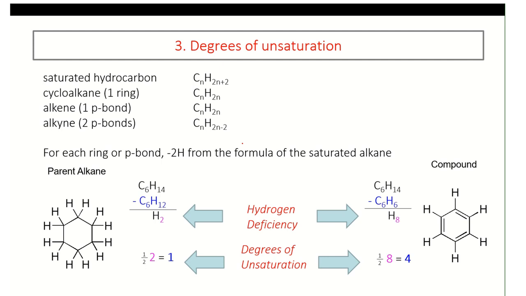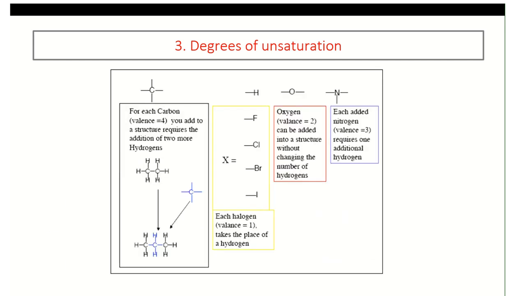We can do a few examples like this in class, but remind yourself, this is something that you did before. You find what your parent alkane was, remove what the hydrocarbon equivalent is, and then you'll have your hydrogen deficiency, and your hydrogen deficiency divided by 2 will give you your degrees of unsaturation. Remind yourself that the halides are all equivalent to 1 hydrogen. Oxygen, you do not count, it's like zero valent, and nitrogen is a minus 1.